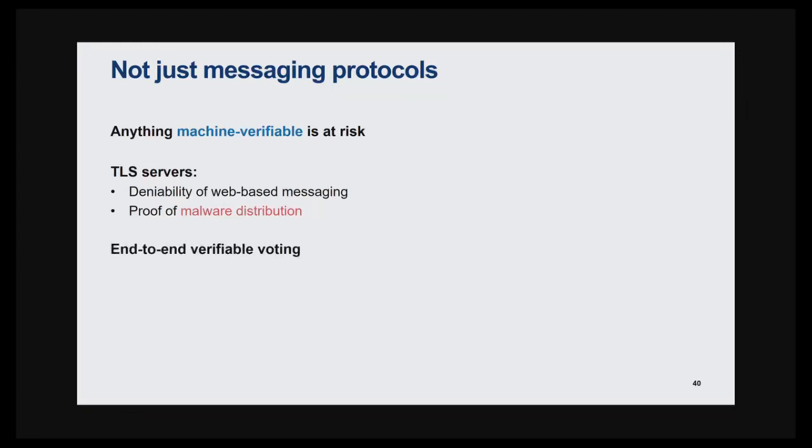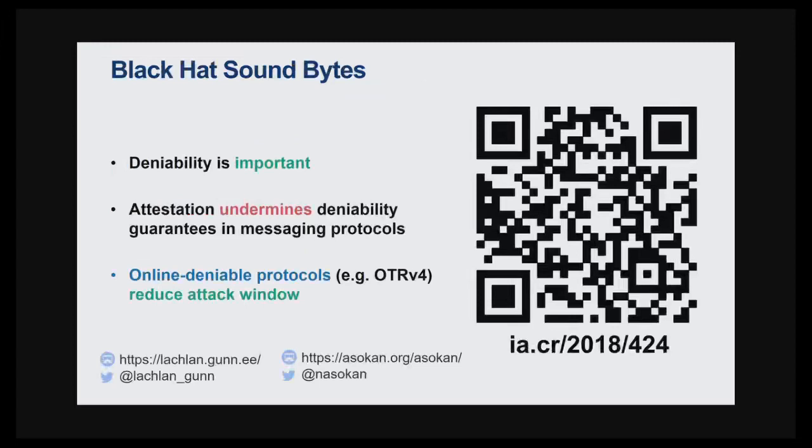But another kind of negative use is that in any kind of end-to-end verifiable voting system that doesn't involve some out-of-band thing like numbers on a paper card or something like that, you could then use attestation to prove that your vote was to a particular candidate, and that would allow things like vote selling and such.